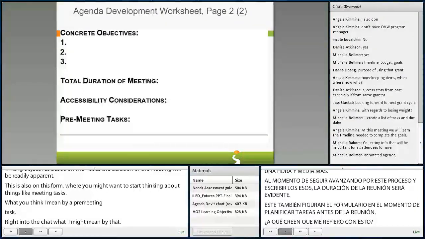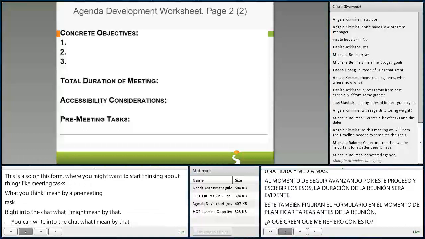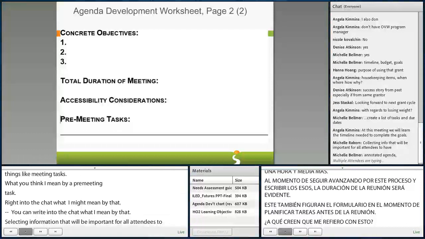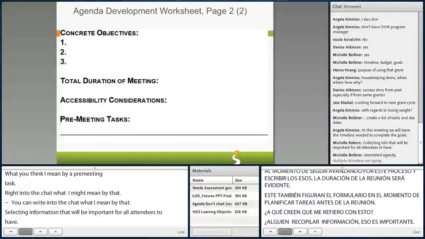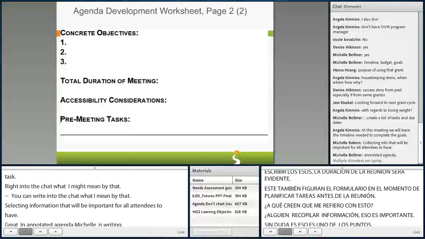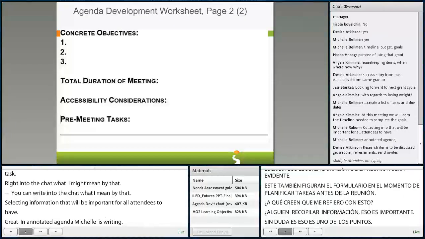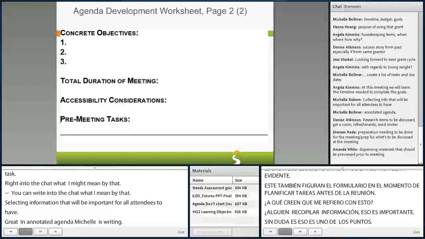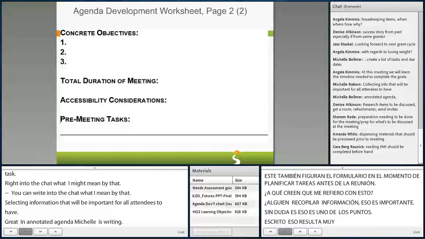Collecting information that will be important for all attendees to have. Great, definitely. An annotated agenda, Michelle is writing. Great. Annotated agendas are very helpful, and actually at all of our in-person workshops, we utilize annotated agendas to make sure that all of the folks that are leading have a really detailed plan of what we're covering.